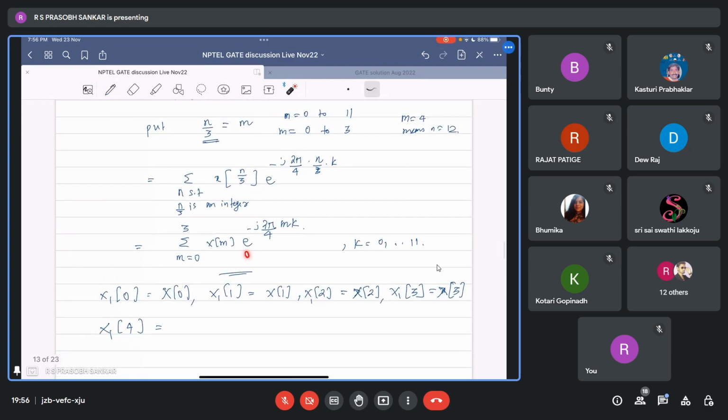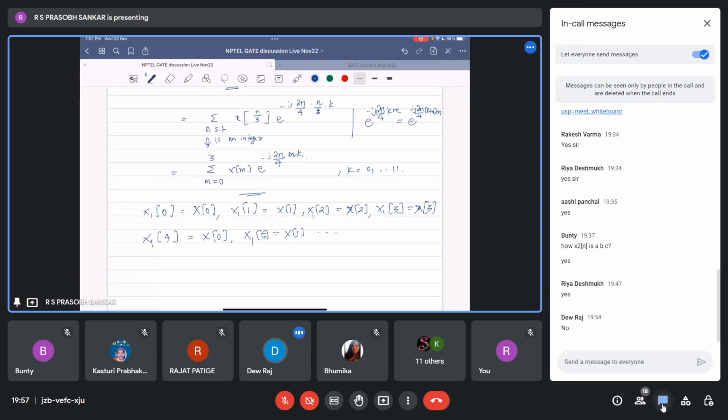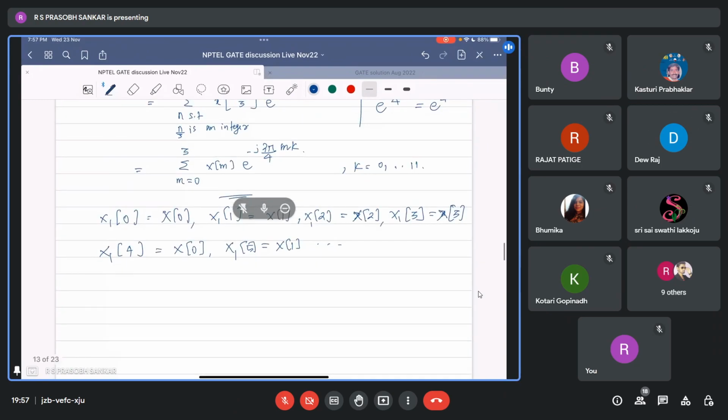Now what happens? x1[4], substituting k equal to 4 here, turns out to be the same as x[0]. Is that fine? x1[4] is again x[0] because of the periodicity. Then x1[5] will be x[1] and so on. Is that fine? Shall I proceed? Yes, sir.